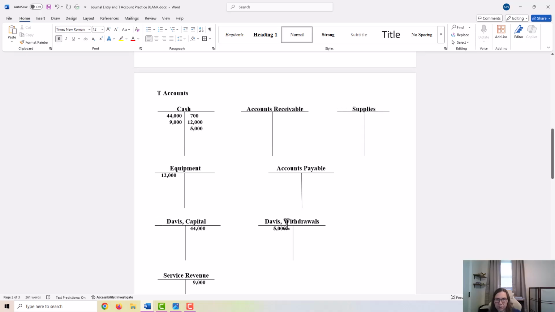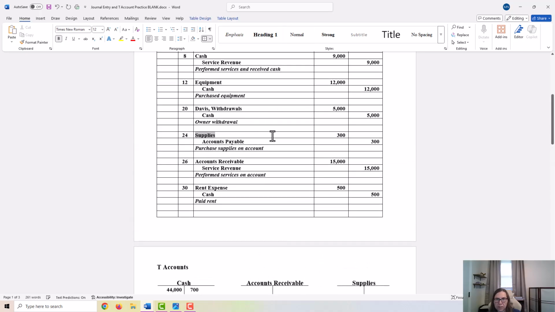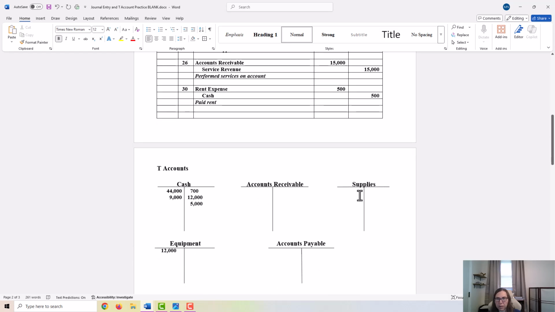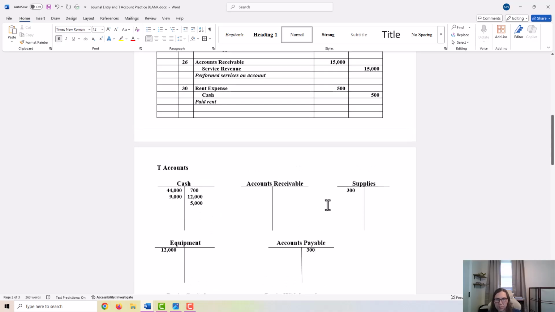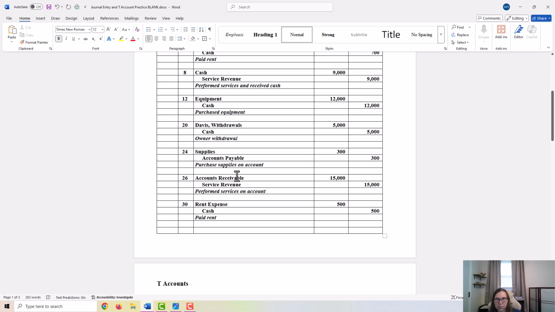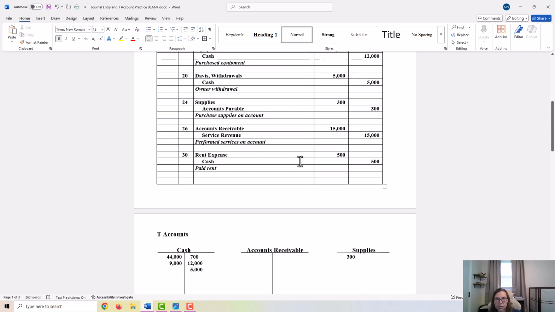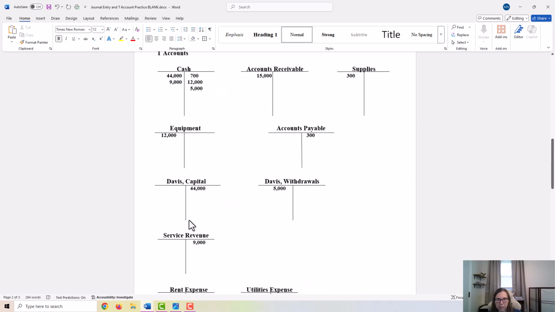and make the entries. And then there was a debit to supplies and a credit to accounts payable for $300. So I would find those accounts here. Here's supplies. I'm going to put $300 on the debit side, and here's accounts payable. I'm going to put $300 on the credit side. Then there was a debit to accounts receivable, credit to service revenue for $15,000. So I would put those entries in the accounts.